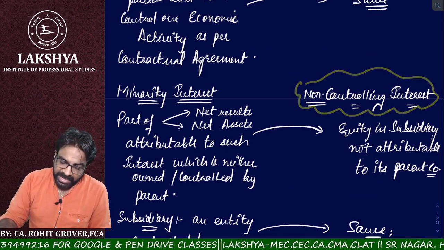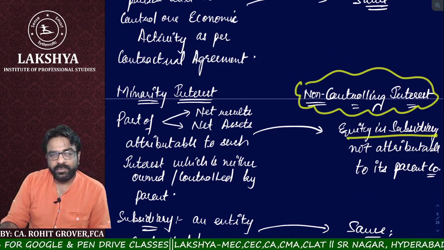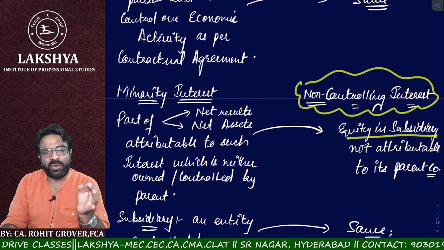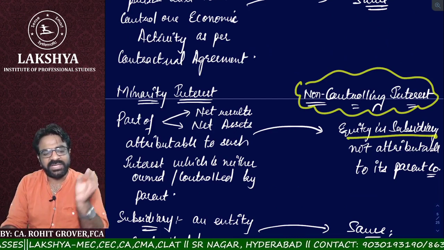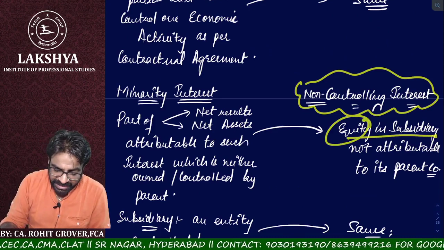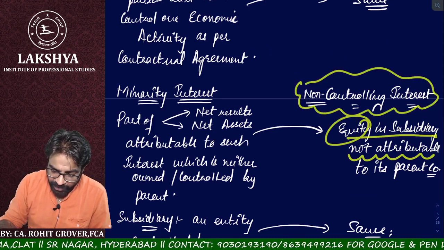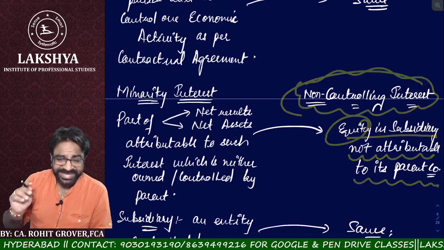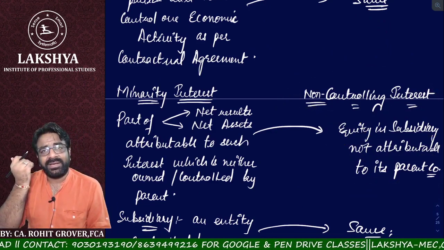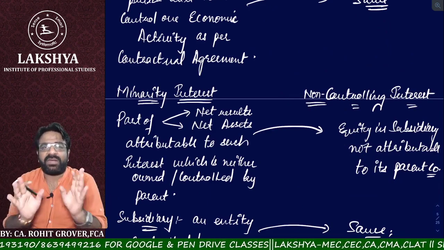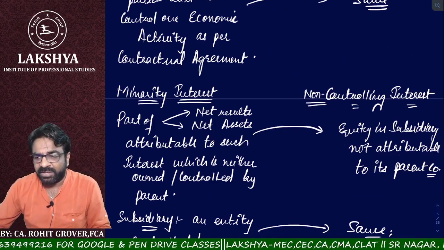Same point. Equity in subsidiary. What do you mean by equity? Equity means net assets and net profits, net assets and net profits attributable to minority interest. Right or not? The equity in the subsidiary not attributable to its parent is known as what? Non-controlling interest. So what is attributable? What do you mean by attributable? What is not a part of a parent? What is not a part of a parent is known as what?